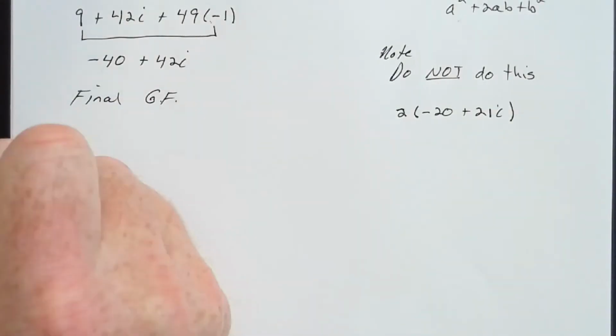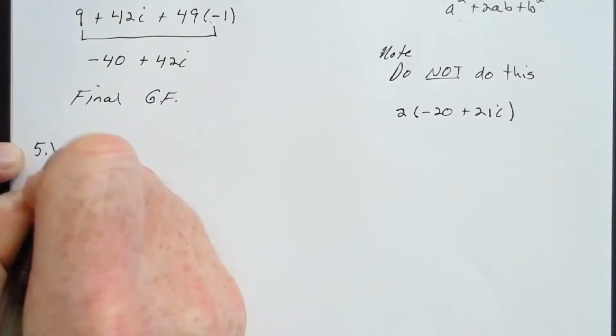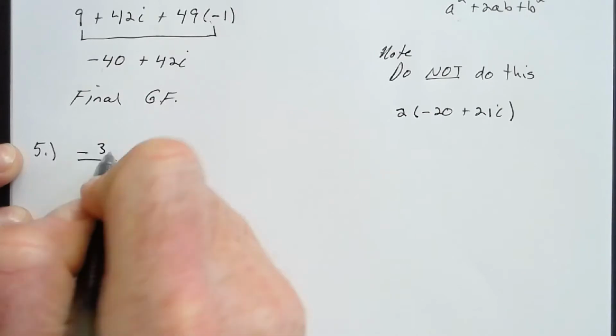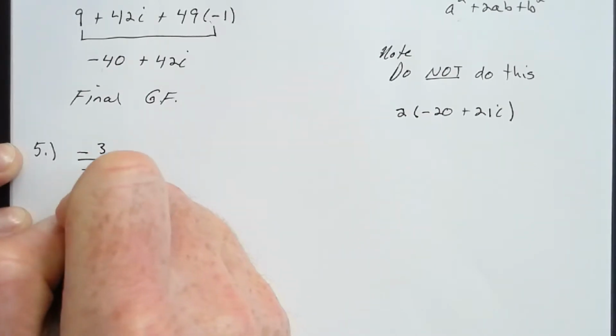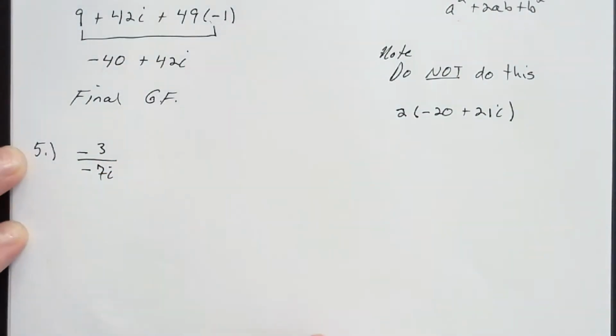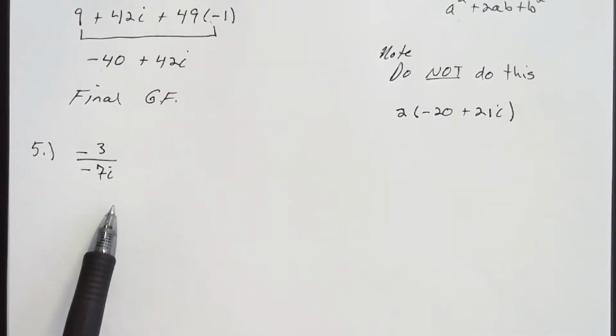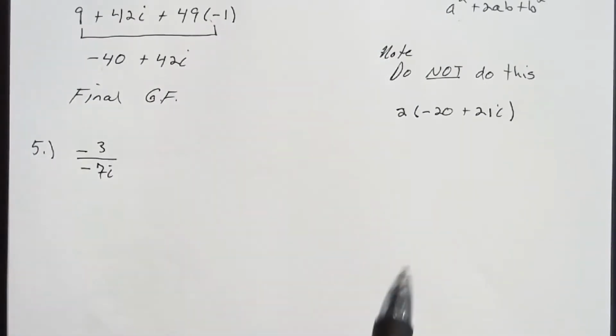Number 5 is going to be minus 3 over minus 7i. Minus 3 over minus 7i. What's our objective with this type of problem? To get the i out of the denominator.